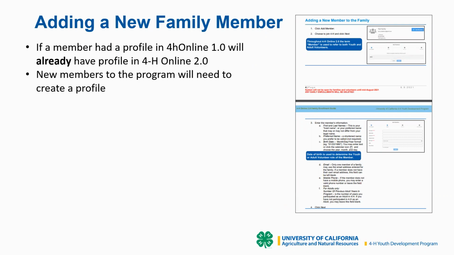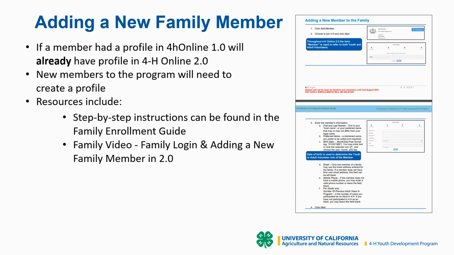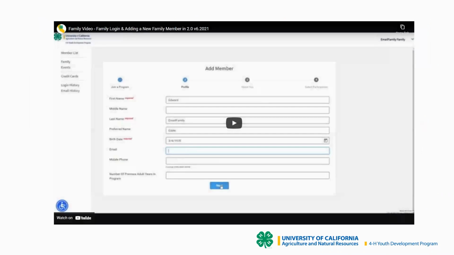Only those new to the program will need to create a new profile by adding a new member to the family account. We do not want returning members to create a new profile in 2.0, as this would be a duplicate profile and would not have the historical enrollment data from 1.0. Currently, Registration Max is developing the merge feature in 2.0, but it is not yet complete. Resources to help guide families through this process include the Family Enrollment Guide and the Family Video. Let's take a look at the Family Video.